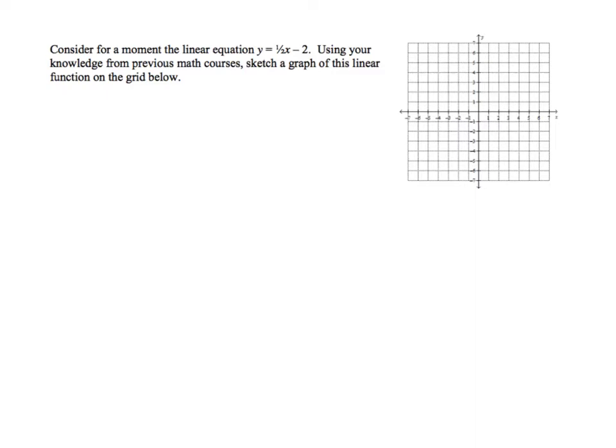We're going to consider for a moment the linear equation y equals 1/2 x minus 2, and we would like to graph that. This says, using your knowledge from a previous math course, sketch the graph of this linear function on the grid below. I'm going to help you do that. Notice that the y-intercept is -2, so it's at 0, -2, so I'm going to plot that there. And the slope is 1/2.